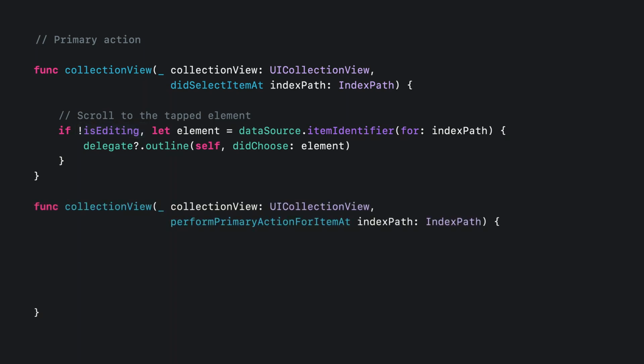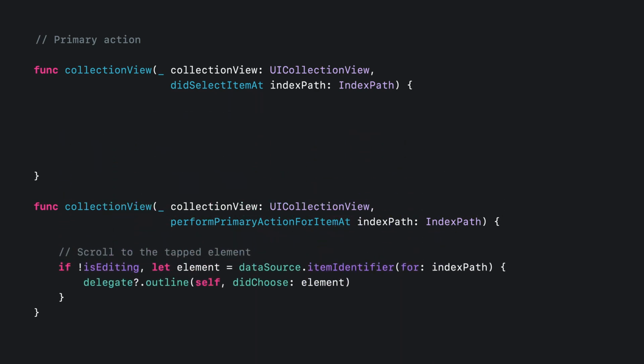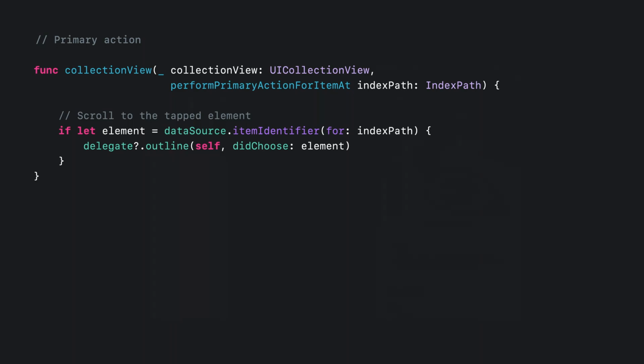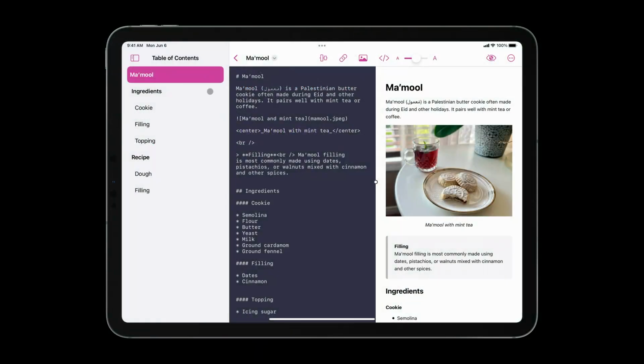We can fix this using a new UI collection view delegate method. We'll implement perform primary action for item@IndexPath and just move our scrolling code to this new function. Since this function is only called when a single item is tapped and the collection view is not editing, we no longer need the check for edit mode. And since we don't have any selection-related behavior, we can remove our implementation of didSelectItem@IndexPath. Back on the iPad, selecting multiple items no longer scrolls to the corresponding text in the editor view.